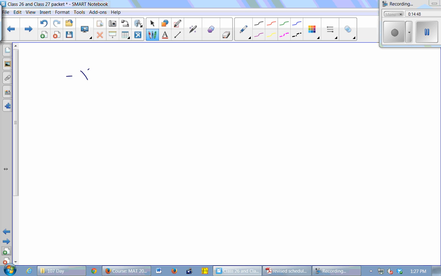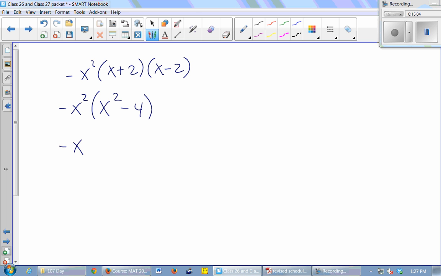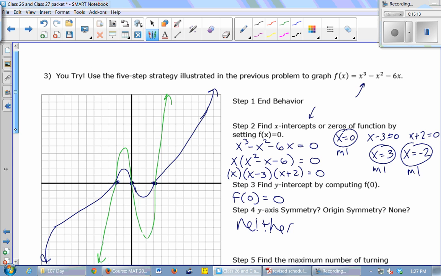So I have negative x squared, x plus 2, x minus 2. Oh, you're right, because the x term is going to drop out. So I get negative x squared times x squared minus 4. Distribute, and we get negative x to the 4th plus 4x squared. All my exponents are even, so I have y-axis symmetry. Good, thank you.